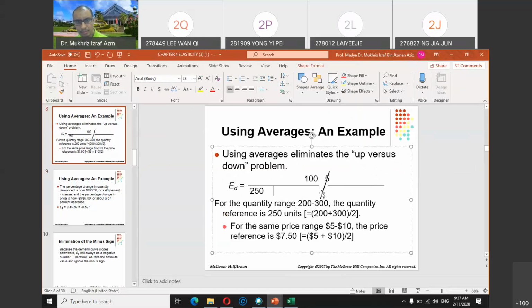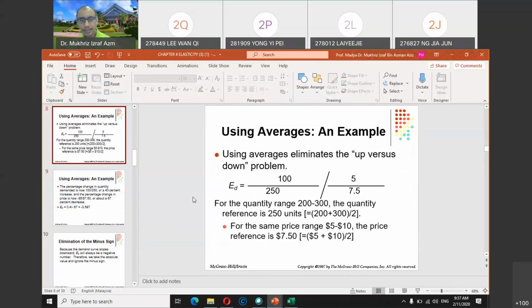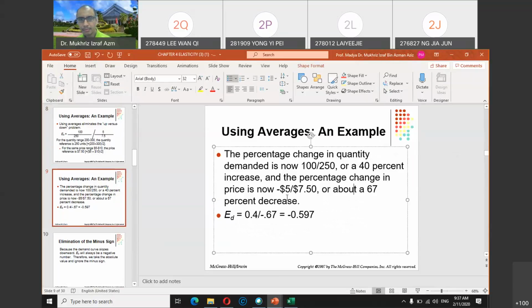And then divide by 7.5. So what you see here is based on the formula that you see here. So 100 divided by 250, divided by 5, divided by 7.5. 100 over 250 equals 0.4, or 40%, but then 5 over 7.5 will be 67%, or 0.67. So 0.4 divided by 0.67, you're going to get 0.597. Of course, the negative sign will be there, because you're talking about demand here. So you will get a negative value.